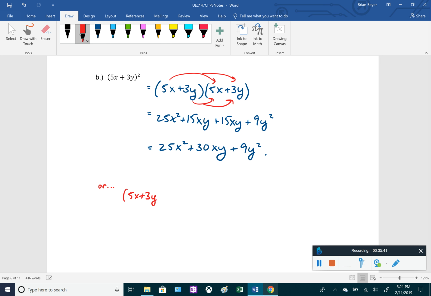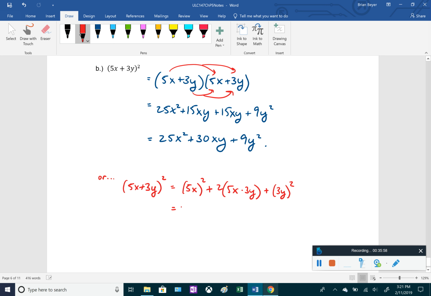5x plus 3y all squared is going to equal the first term squared plus 2 times those terms being multiplied together plus the last term squared. So 5x squared, 25x squared. 2 times 5 times 3 is going to be 30. So 30xy. And the 3y all squared is 9y squared. So I guess it's a little bit shorter if you know the shortcut in this case, but either way, it's not awful. Okay, so that's it for P5.